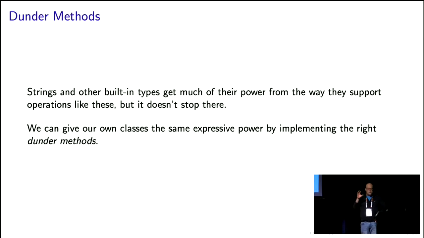I mean, if it was just the built-in types that did that, that would be nice. And in fact, one of the other things I like about Python is that the built-in types themselves are so powerful that often we don't have to resort to writing a custom class to do what we want to do. But still, frequently we do write our own custom classes, and it turns out we can empower those classes with the same sorts of capabilities that things like strings have. And the mechanism that we use to give our classes that expressive power is we implement certain Dunder methods.